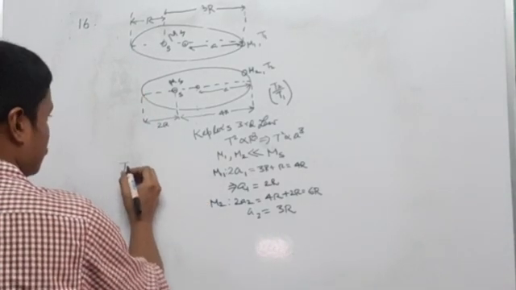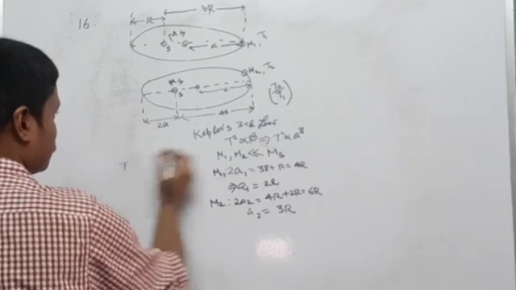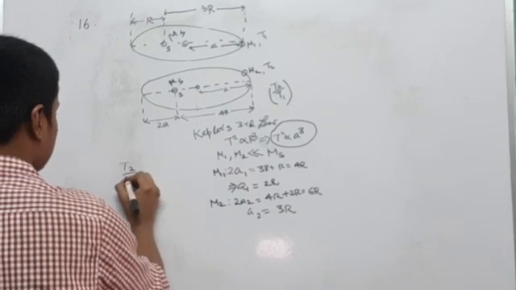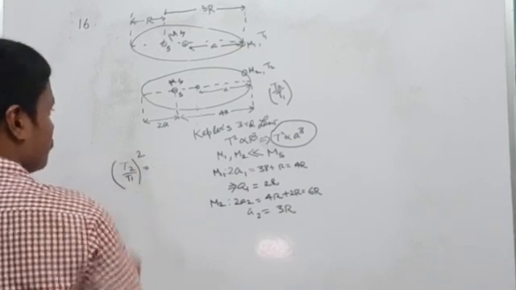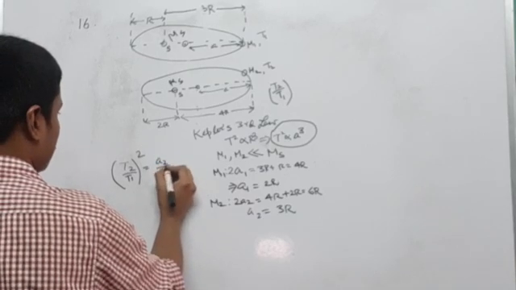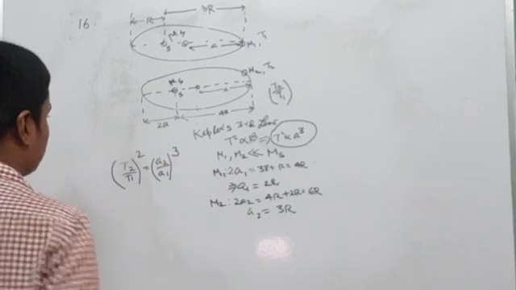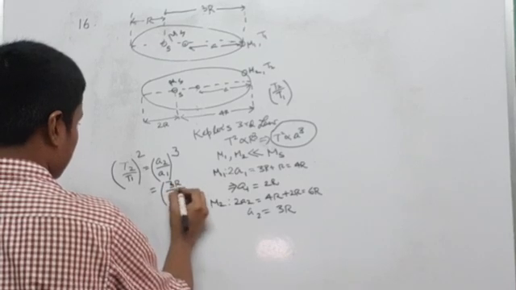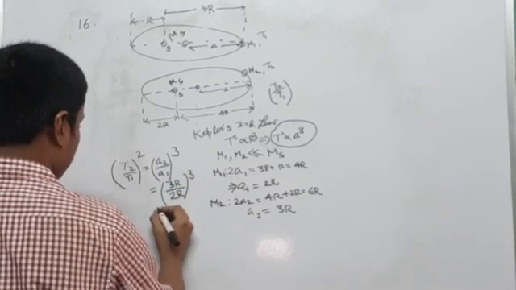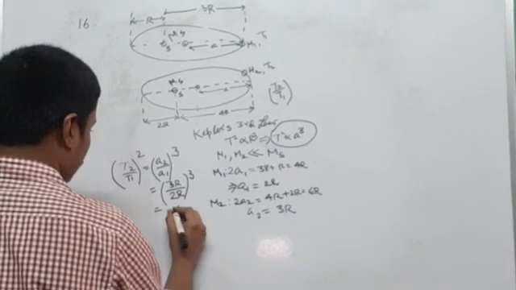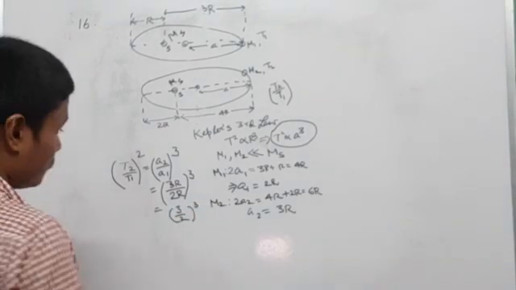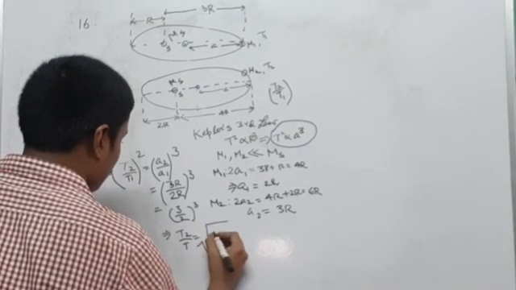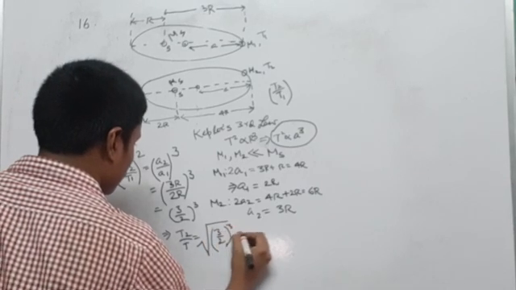So now we know that T squared is proportional to A cubed, which means that T2 over T1 whole squared will be equal to A2 over A1 whole cubed, and A2 over A1 is 3R over 2R, whole cubed, which is 3 over 2 whole cubed. So T2 over T1 comes out to be the square root of 3 over 2 whole cubed.